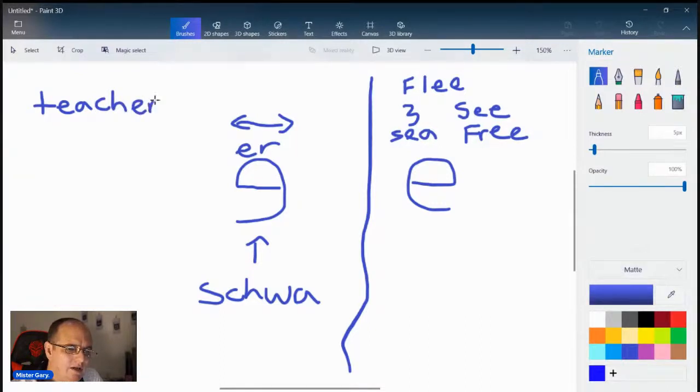Right, okay. So notice it's this bit here, right? That's the schwa sound. So if you look in your dictionary and you see the word teacher, maybe Mr. Gary can have a look. According to that we're looking at, let me see if I can show you it.